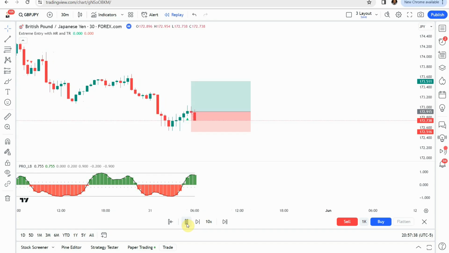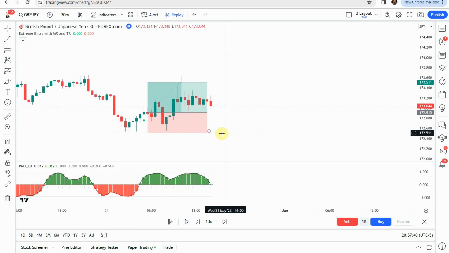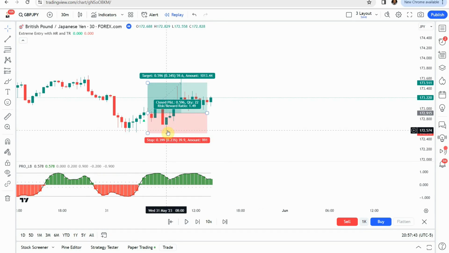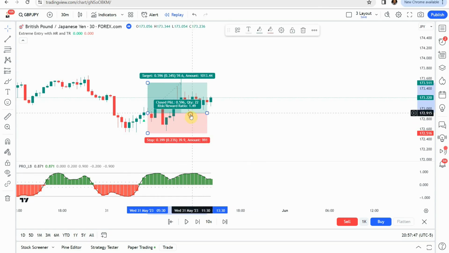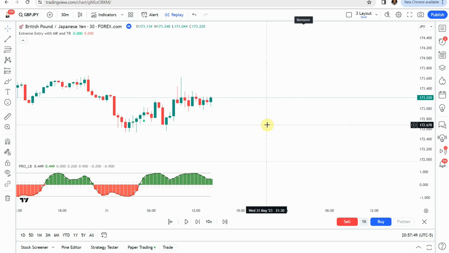Let's play this one forward and see what we get out of it. Alright, so you see that we come down, get really close to our stop, but we avoid it, and then we make this push right up there, getting us to our take profit once again. Alright, so that puts us at the end of the testing right there.